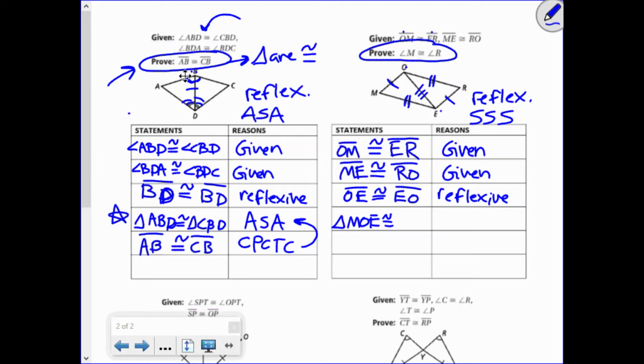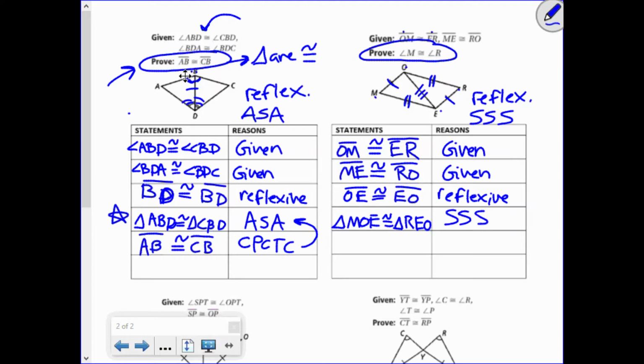Triangle MOE. If I call the first triangle MOE, I have to name the second triangle REO, because again, you have to match corresponding parts. So the M and the R correspond, and then just like we were talking about a second ago, the O and the E correspond. That's how I knew to write the names of the triangles, and they're congruent by side.